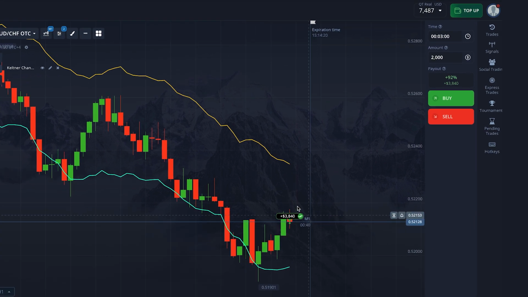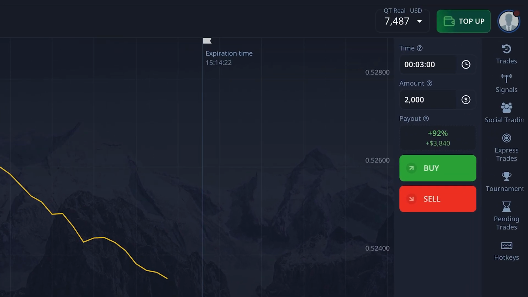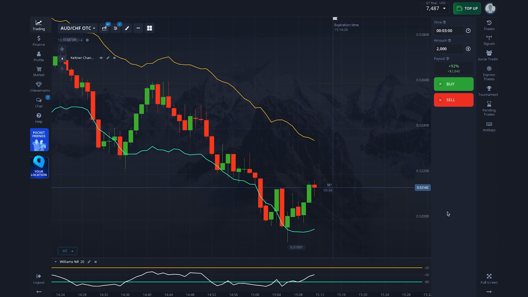A great start, plus $1,840. The balance has been growing since the first minutes, and trading immediately sets a positive rhythm.